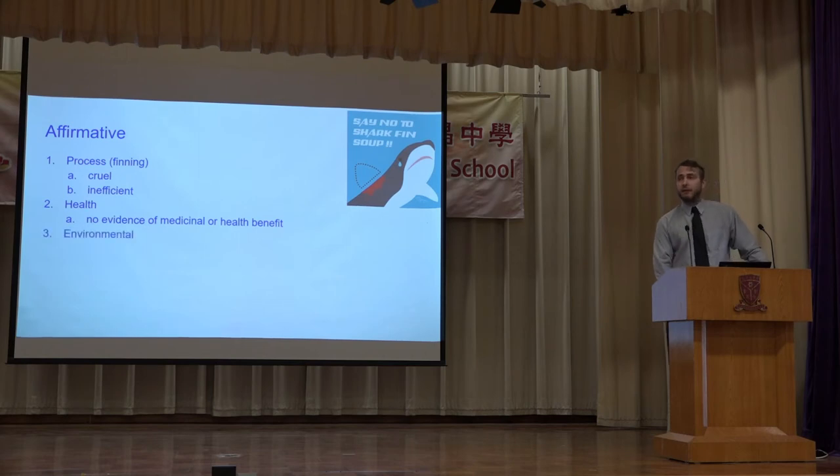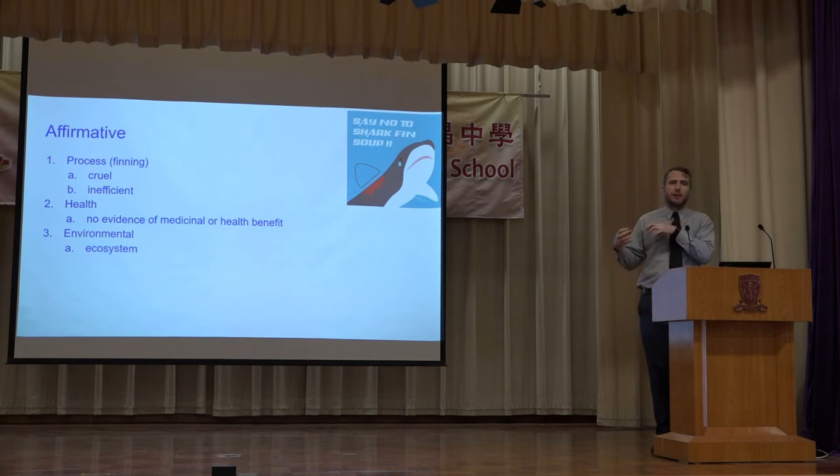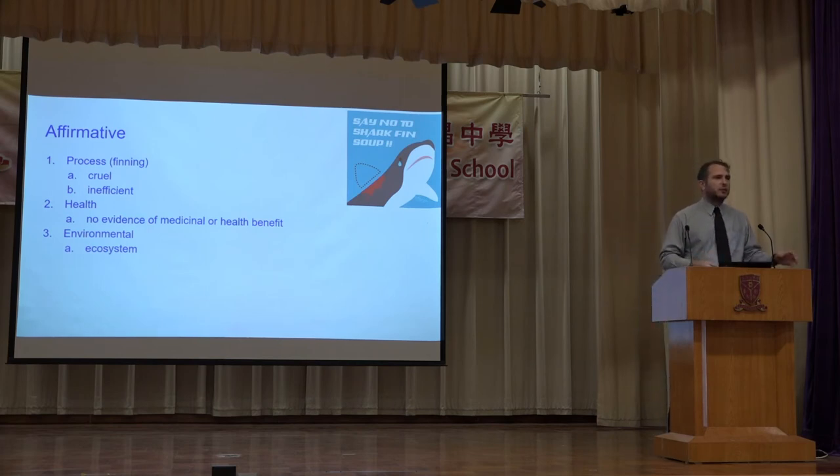Number three, the environment. Argument number three, the environment. So, do you remember Lion King? Food chain? If you take the circle of life, do you remember? Circle of life? Lion King? No. Okay. So, ecosystem, that means the shark is part of an ecosystem. If you take the shark out of the environment, it will result in many bad things. The sharks are important for the environment.